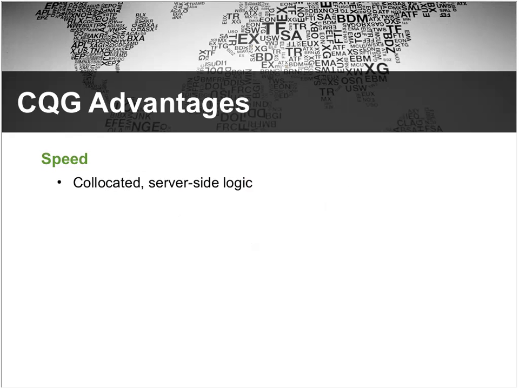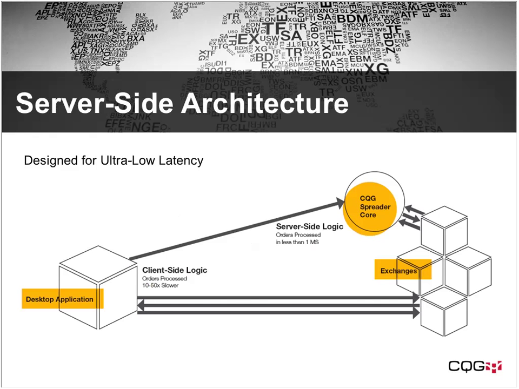In addition, we have the speed that would be necessary to trade globally utilizing our co-located server-side logic. In terms of this co-located server-side logic, as this illustration shows, your spread logic sits server-side in very close proximity to the exchange. This allows for very, very rapid updates of monitored markets, allowing you to work orders very, very fast, very close to the exchange. The alternative is a desktop application with client-side logic.